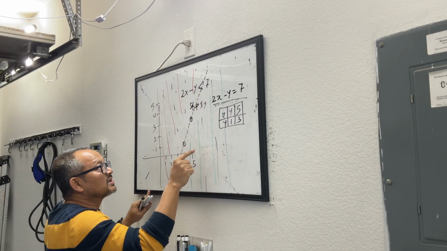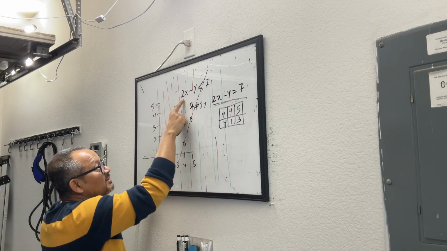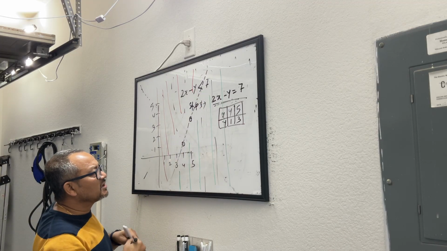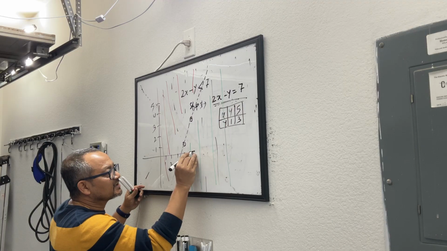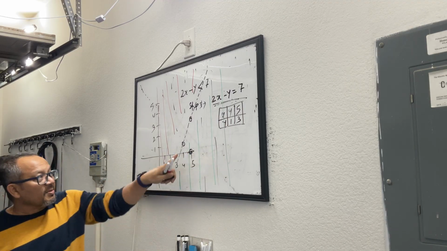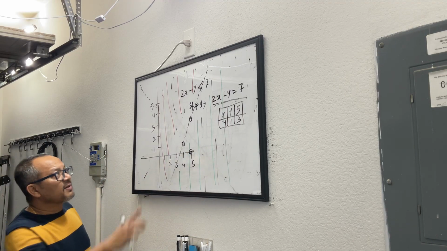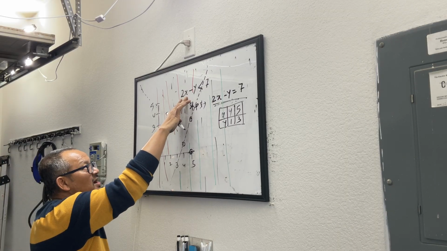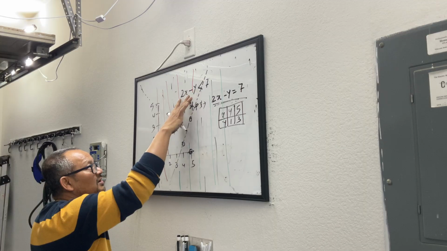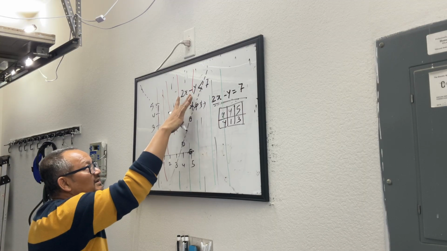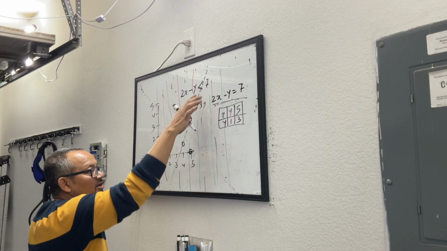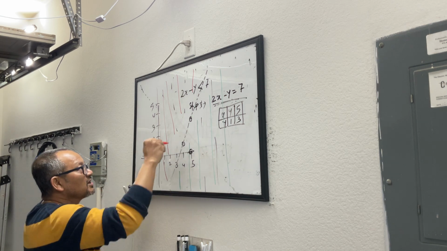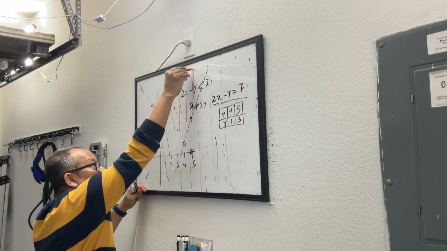So I'll randomly pick some point on this side to see if that satisfies this condition or not. Let me pick this point under the x-axis, (5, 0). When I put x equal to 5, 2 times 5 is 10, minus 0, that is 10. 10 is not less than 7. So it cannot be below this. It means we are talking about a region above this. This one looks to be correct.